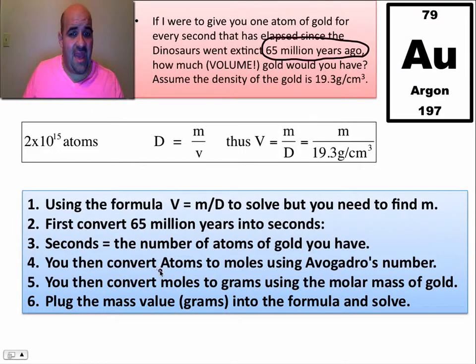You then convert atoms to moles using Avogadro's number. Then convert moles to grams using the molar mass of gold. And you plug the mass value into the formula and solve it. And that gives you your volume. I know this is a very complicated problem, but try it, sit there, go through it step by step, look at it. It is only algebra based and conversion factor based, so you can figure this one out.